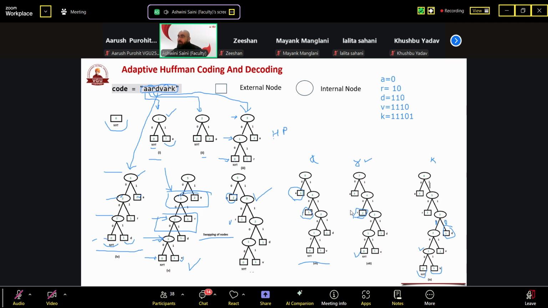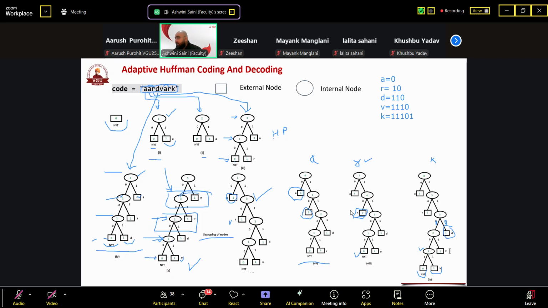And for R, R is repeated 2 times. So R is again the value 1, 0. Other than that, all have frequency 1, so all have values 1, 1, 0 and 1, 1, 1, 0. And for V and K, I will explain again how this is 1, 1, 1, 0 and 1, 1, 1, 0, 1. Where is V?